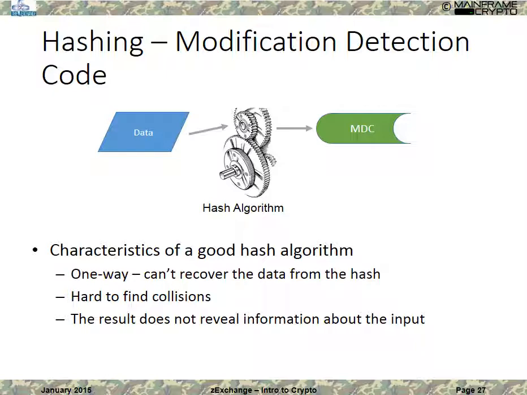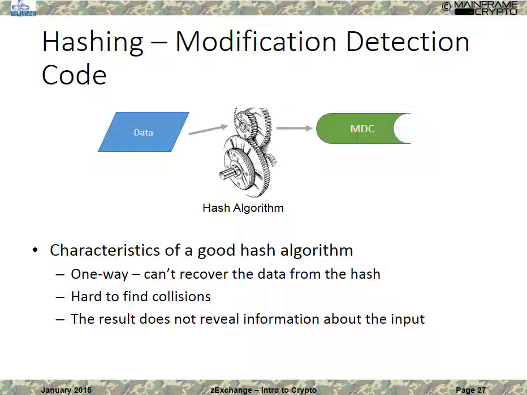You just can't reverse the process and come up with the original data. Second, it's hard to find a collision. That is, it's hard to find two messages that would generate the same hash value. And certainly you can't just tweak a message, change a bit or byte, and not change the modification detection code. It's statistically unlikely that any two messages will generate the same hash value.